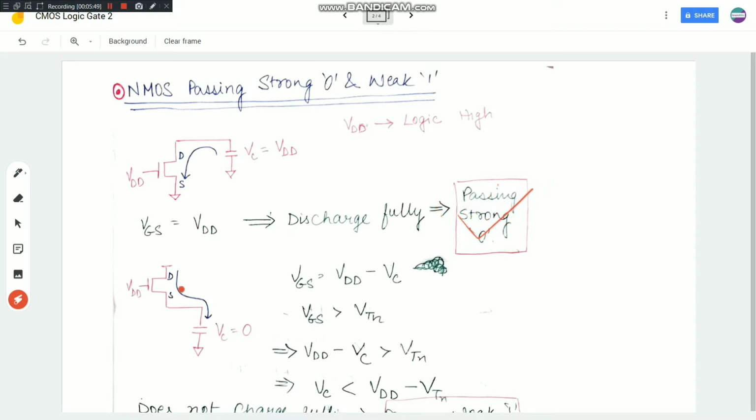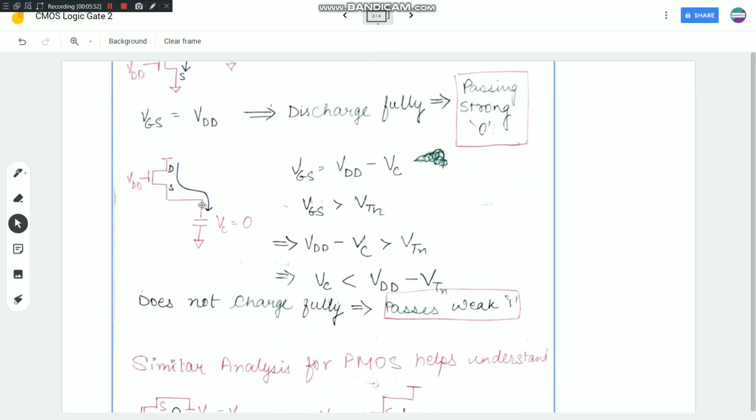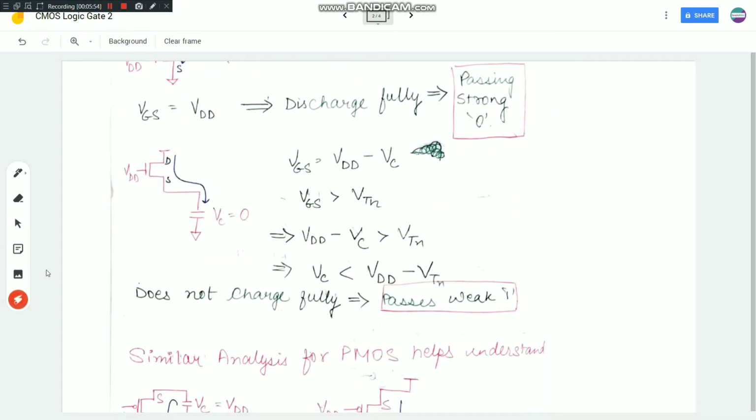passing a strong 0. Now, if I connect the capacitor in this configuration, where the drain side is connected to VDD, and the source side is connected to a capacitor which is initially completely discharged. Okay, the capacitor is initially completely discharged. So this time my VGS turns out to be VDD minus VC. Now this is time dependent. For brevity, I haven't mentioned t over here, but this is time dependent.